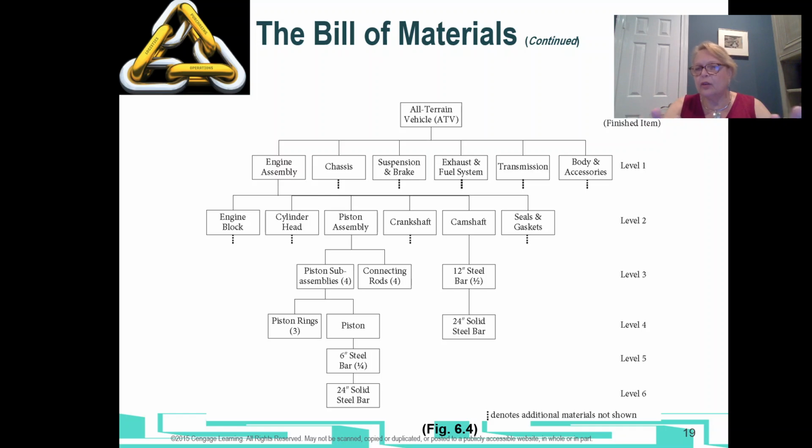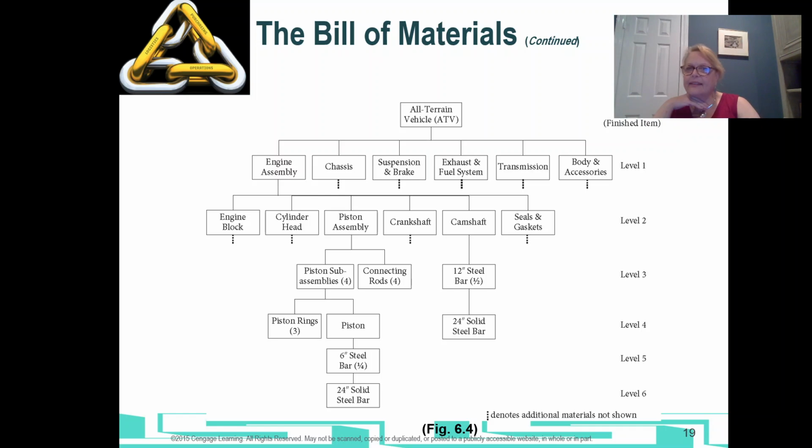This is probably a little complicated, but think back now. Pretend where it says all-terrain vehicle, that's completed lunch. Where it says engine assembly, that's baggie with 2 cookies inside of it. Where it says piston assembly, that is baggie with 2 pieces of bread, bread quantity 2, peanut butter quantity 1, all that. That's how this works.